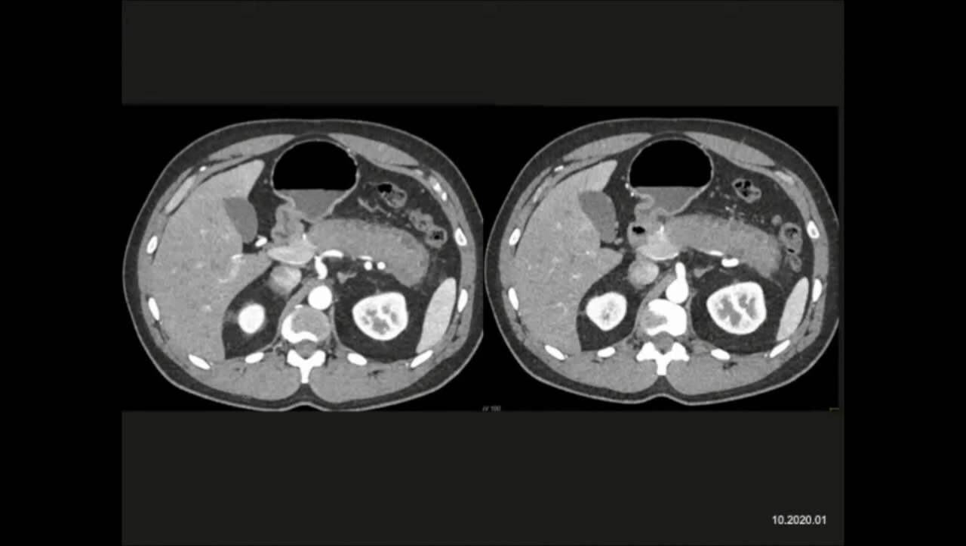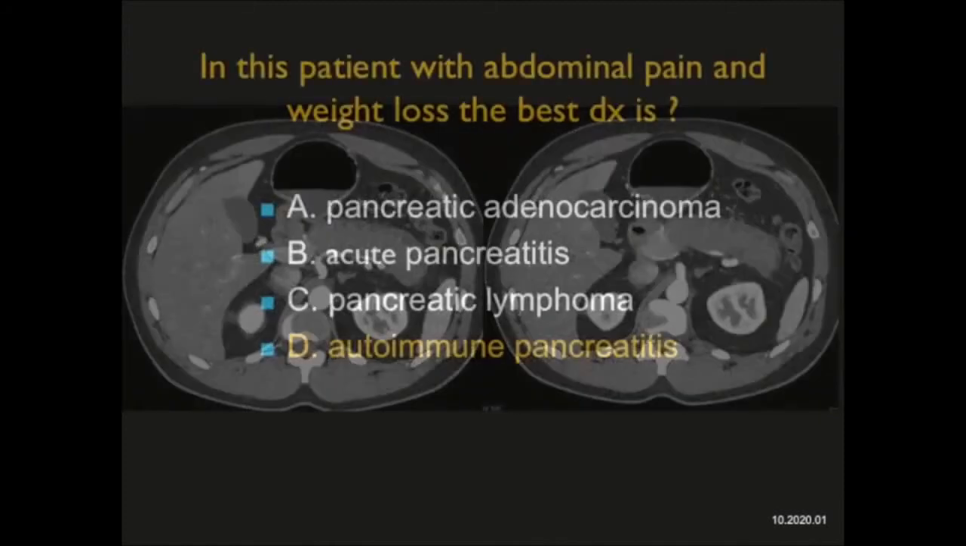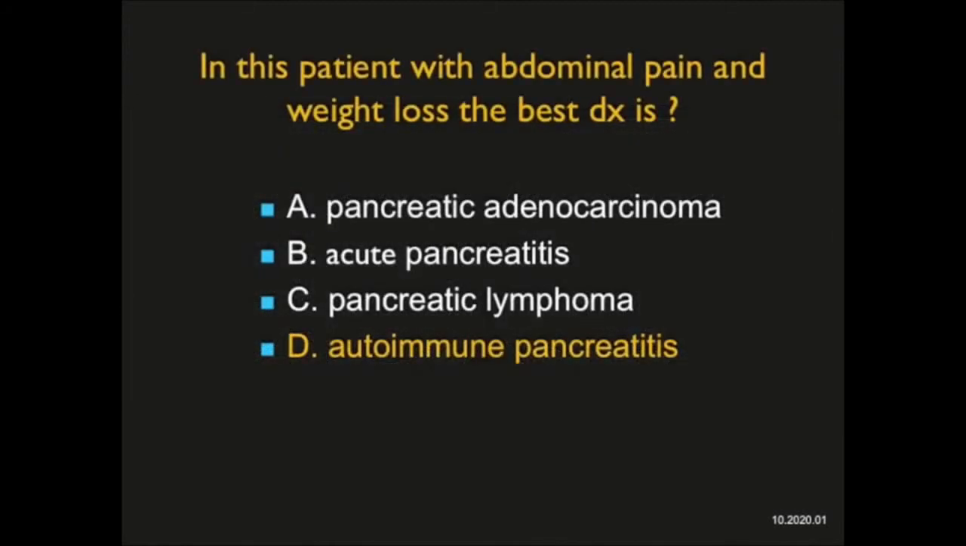This case, I don't think I would confuse with a cancer, but remember at times, autoimmune pancreatitis can be confusing with a mass, as it can present as a pancreatic head mass, for example, with dilated pancreatic duct and dilated common duct.